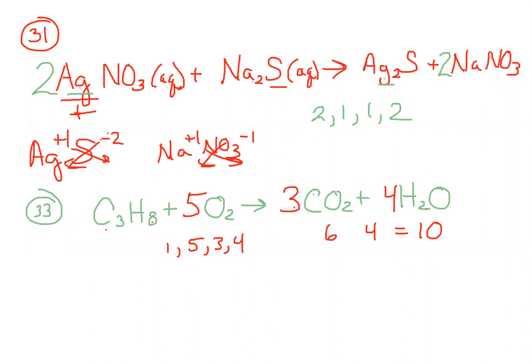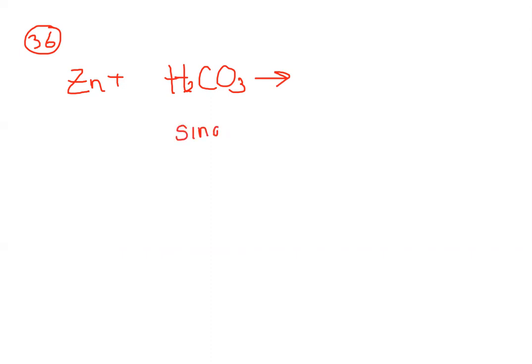And at the very end, 36 through 40, you have to decide what kind of reaction it is and then decide on the answer. So let's look at 36. Okay, we've got zinc plus H2CO3. What is that going to be, do you think? When we have an element and a compound, that's probably going to be a single replacement.